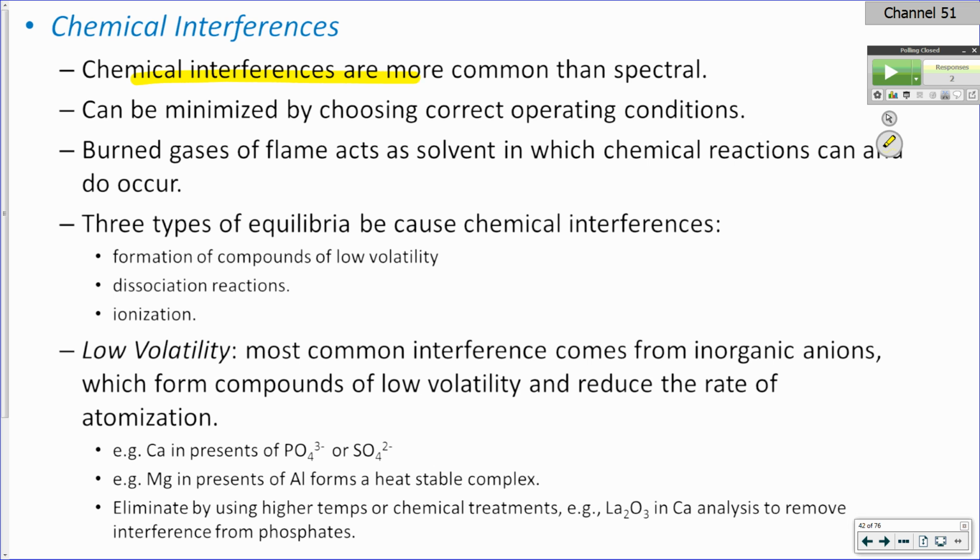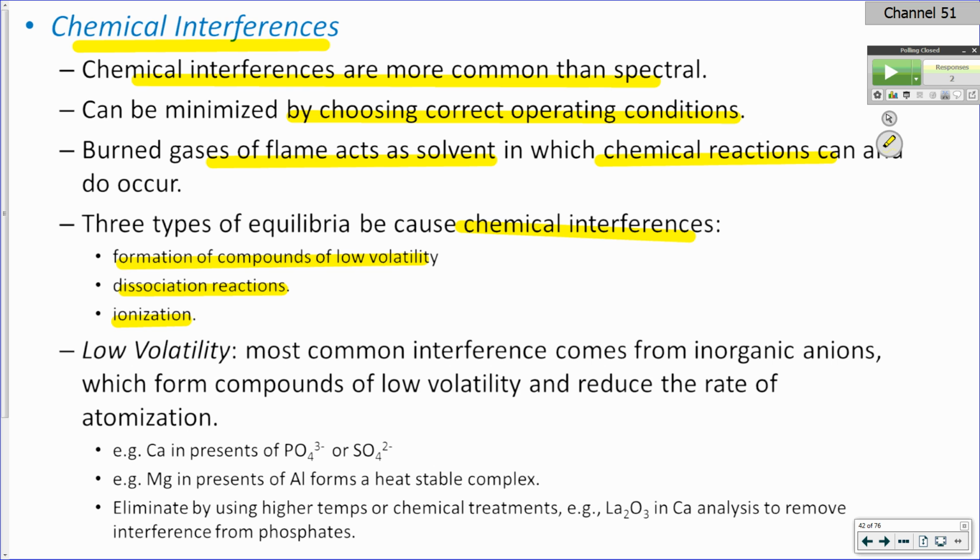They're more common than spectral because there's a lot of chemical interferences that occur, and these can be minimized by choosing the correct operating conditions. We have to realize that when a flame is burning, it's working as a solvent in which chemical reactions can occur. And there are 3 types of equilibria that cause problems in our system. So you can make compounds that have low volatility. We can have dissociation reactions, so something forms a molecular form. It's no longer in the atomic form. And the other thing that gives us a problem is that ionization events can occur. So let's talk about each one of those.